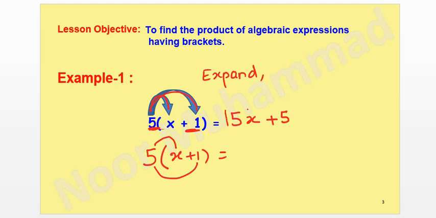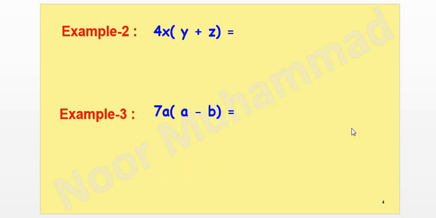So this bracket has been removed and it has been expanded. So this is our final answer. Let's discuss two more examples and then we will start the questions from the exercise. Here, as you can see, we want to multiply 4x by y plus z. This 4x is first going to be multiplied with this y, and then this 4x is going to be multiplied with this positive z.